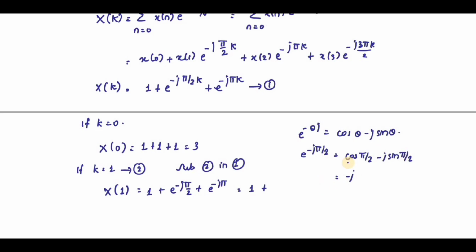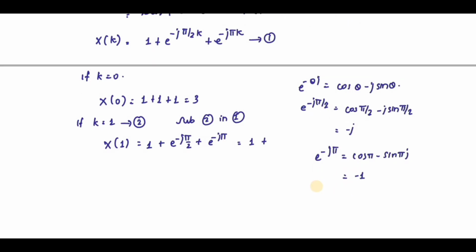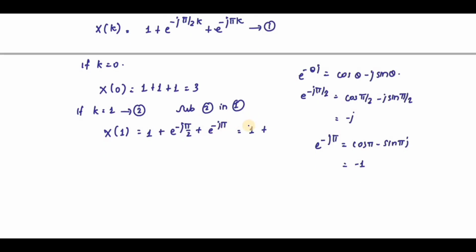Okay. In a similar way, e power minus j pi is cos pi minus j sin pi. Okay. So cos pi is minus 1. Sin pi is 0. So if we substitute it here, I will get 1 minus j minus 1. So you get the answer as minus j.